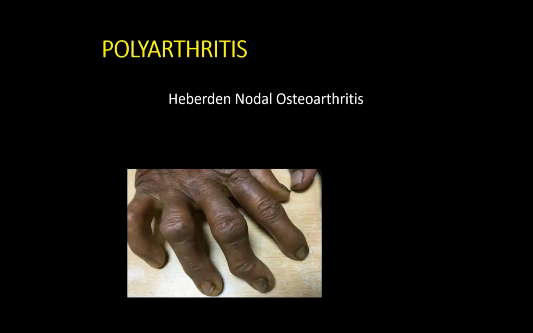It presents with nodules in the terminal interphalangeal joint. It is a genetic disorder running in families. X-ray will show osteoarthritic changes in the distal interphalangeal joint. The greatness of this particular problem is that it inflates your ego that you made a diagnosis of Heberden's nodal osteoarthritis, but you have to convey your condolences to the patient because there's no treatment for that.